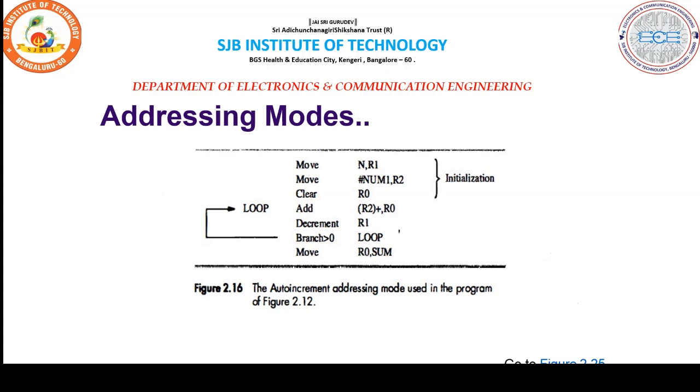So this is the auto increment addressing mode. Here the auto increment is where some n value is specified. Each time it is getting incremented. So at that time the loop instruction is getting executed. That is, add n number is getting added, and finally the sum is going to be moved to R1.